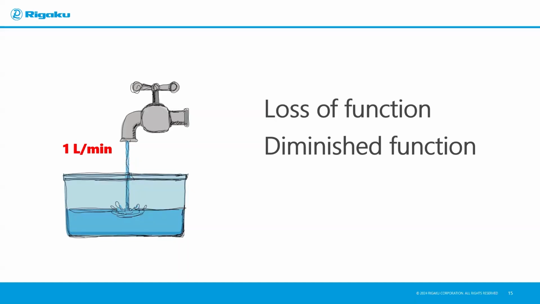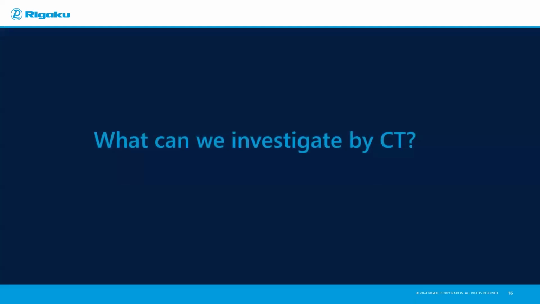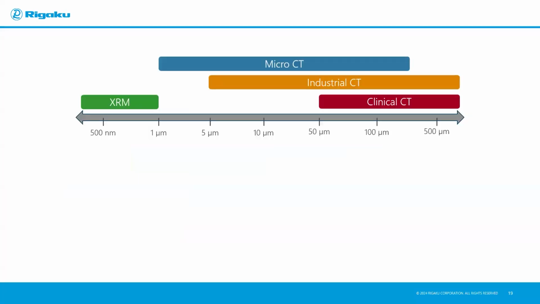So how can we access information about loss or diminished function using X-ray CT? What can we investigate? Well, it really turns out it's a question of scale in the case of X-ray CT. And what do I mean by that? I mean, for example, this chart here. So this is sort of the resolution ranges that are accessible by a variety of X-ray CT systems, from clinical to industrial, micro CT, and nano CT.